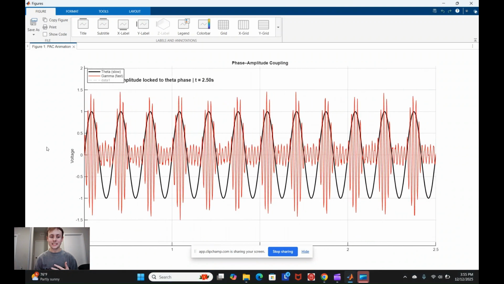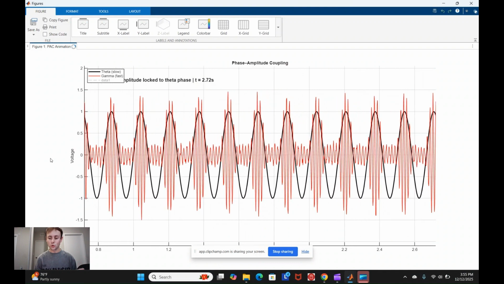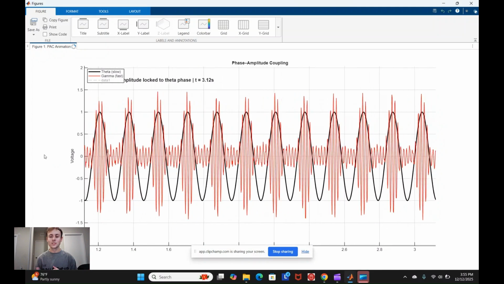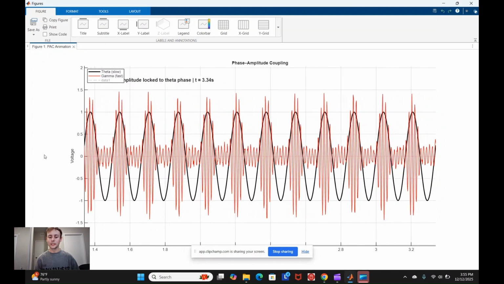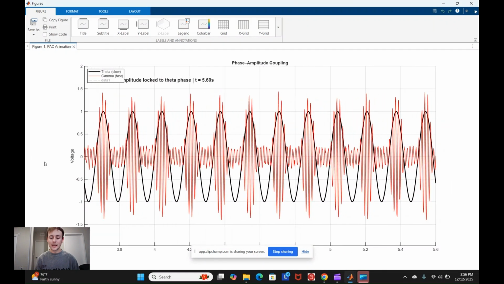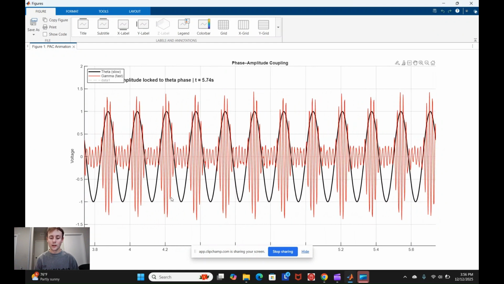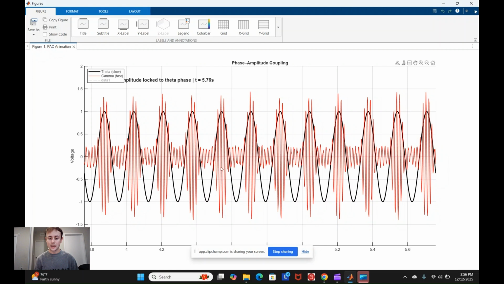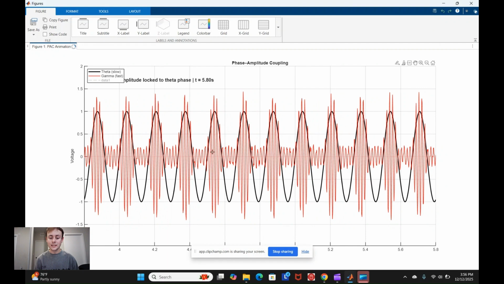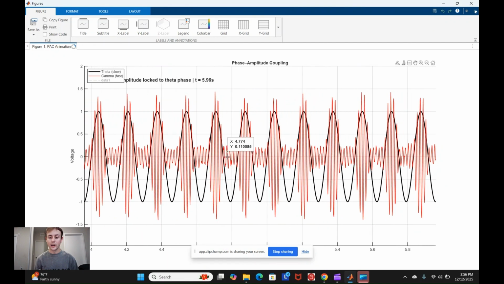Here we can see that the black signal appears to be controlling the amplitude of the red signal. This is the phase amplitude coupling that we're talking about. We know that the theta signal is governing the gamma because, based off of its phase, or where the signal is at during time, we can see that only when it peaks is the gamma signal having a higher amplitude.